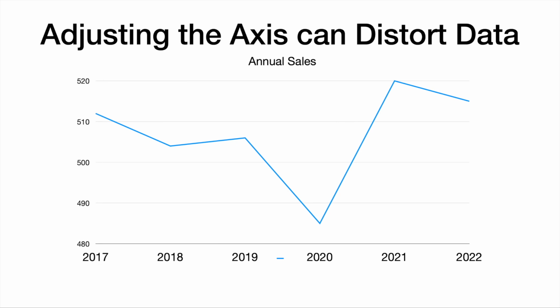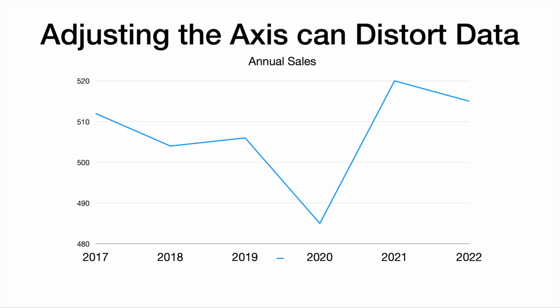Here again, we can see that adjusting the axis can distort the data. So here we have our annual sales from 2017 to 2022, and it's clear that 2020 was a bad year. Looking like quite a bad year, really, relative to the others.